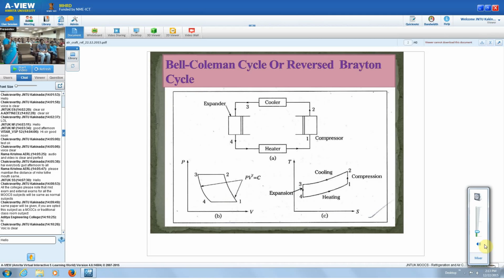Again, see the reversed Brayton cycle or the Bell-Coleman cycle here. 1 to 2 is compression, 2 to 3 is heat rejection in the condenser, 3 to 4 is isentropic expansion in the expander, and 4 to 1 is the actual refrigerating effect produced by taking the heat from the space to be cooled. The main four components with the PV diagram and TS diagram you can see from this figure.